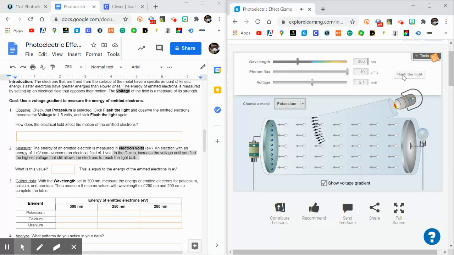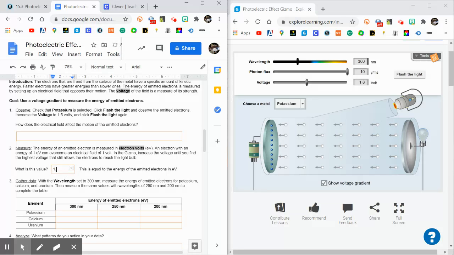2.1. Let's do 2.1. Almost. So it's getting closer. How about 1.9? Come on, 1.9. Nope, not 1.9 either. Okay, so it has to be 1.8. And there it is, 1.8. So 1.8. That is how many electron volts it takes to overcome the electric field.